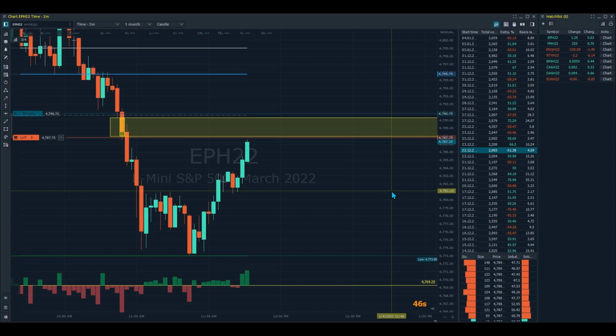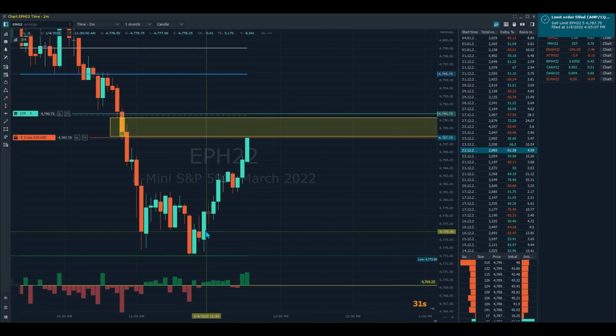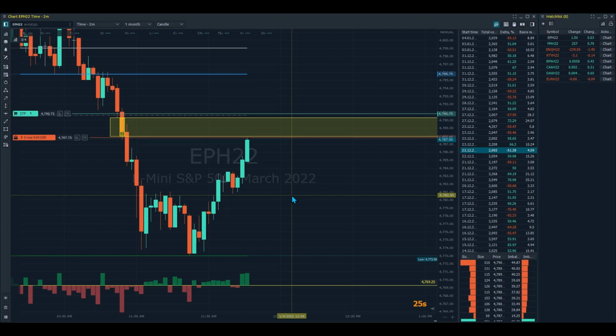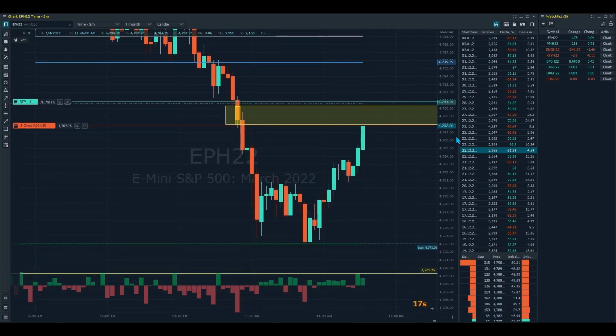Come on. We're getting ready to get hit here. There we go, triggered us. So we're in this. You can see the amount that I'm making right here. This is what I'm making. So that's what you'll see. So we're in this trade.